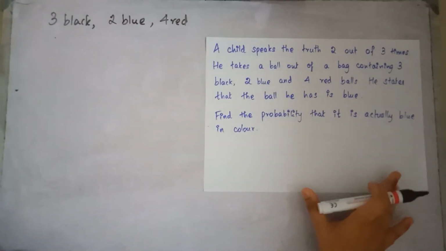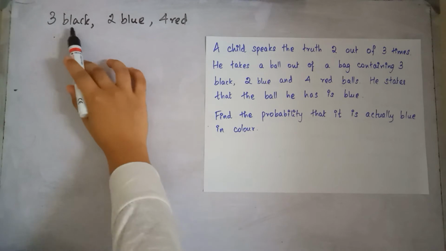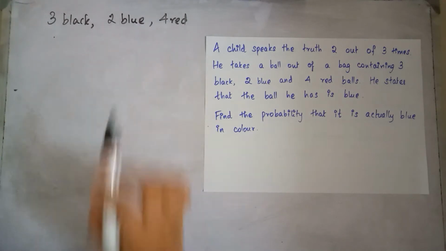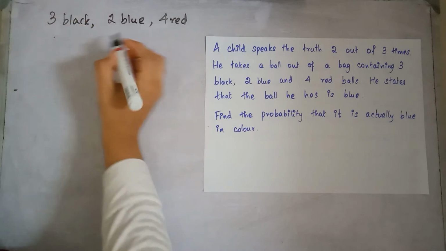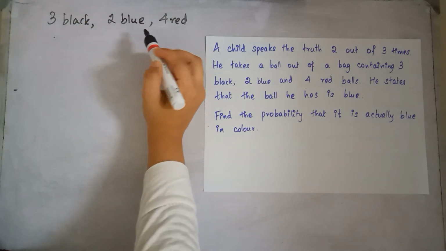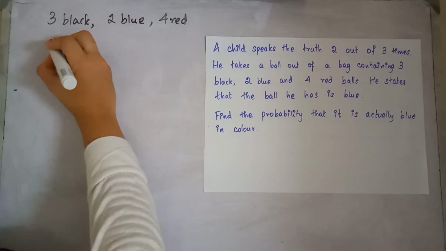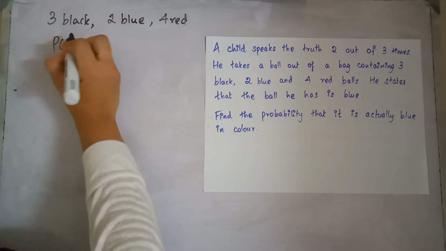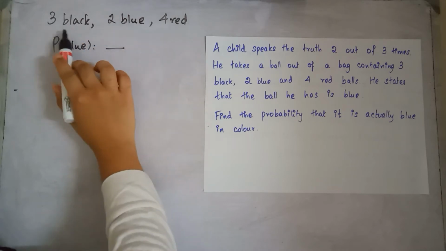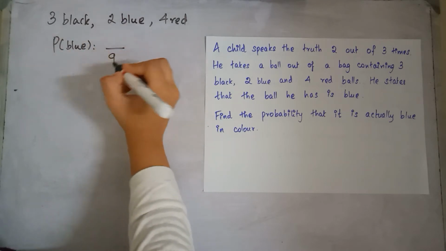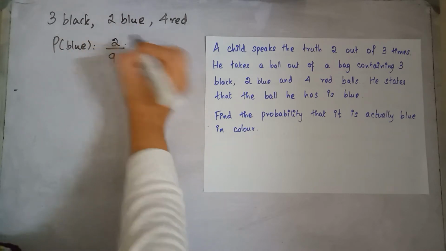Okay. So there's a bag containing 3 black, 2 blue and 4 red balls. So what is the probability that the ball is actually blue in color? Probability of getting a ball blue in color will be, the total number, which is 9, and 2. So it will be 2 by 9.